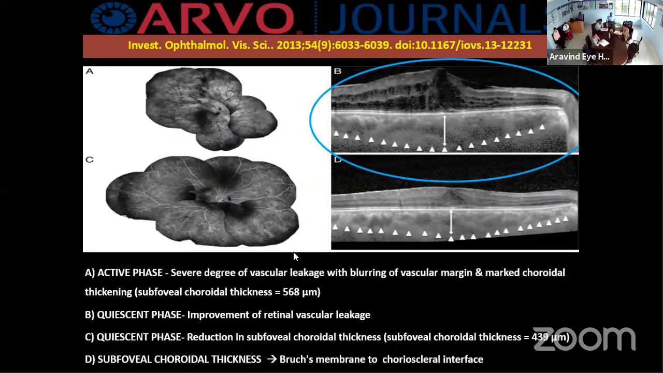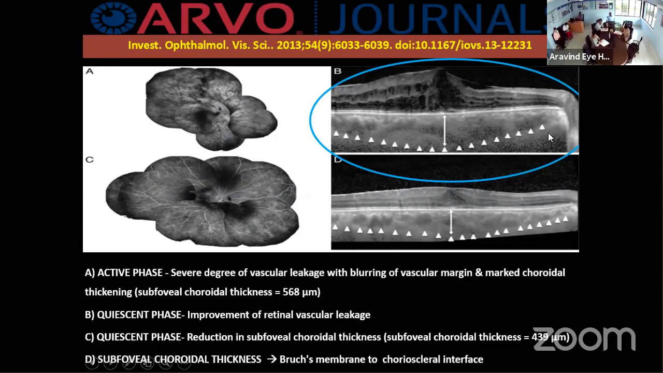So the OCT findings, especially the EDI OCT findings, are very, very pathognomonic. If you see the picture here, the enhanced depth imaging of the OCT is able to pick up the enlargement or the choroidal ischemia, the increased choroidal thickness, which can be used as a marker of the disease activity.